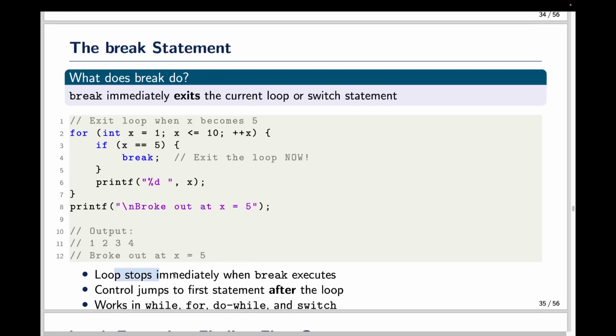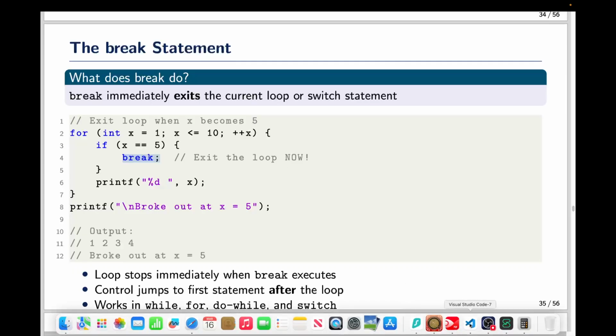So the loop stops immediately when break executes. The control jumps to the first statement after the loop. It works in the while loop, for loop, do while loop, and switch statement. So break is not specific to just the switch statement. It breaks any sequence of commands inside the braces. The braces are these curly brackets which I'm using over there. So this break statement can break the loop inside a for loop, while loop, do while loop, or switch statement very easily.